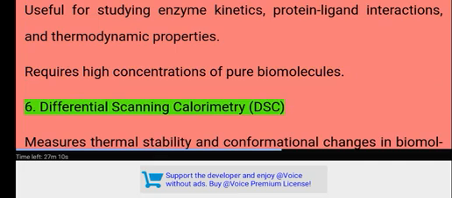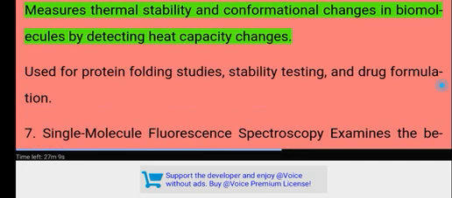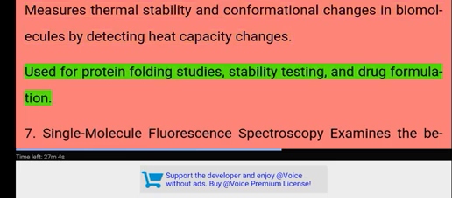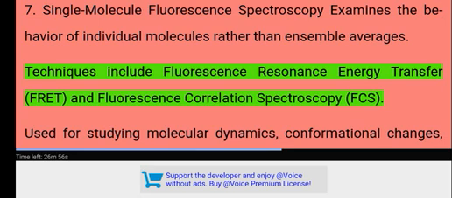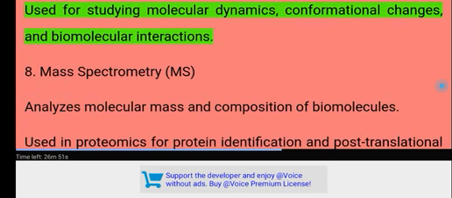6. Differential scanning calorimetry, DSC. Measures thermal stability and conformational changes in biomolecules by detecting heat capacity changes. Used for protein folding studies, stability testing, and drug formulation. 7. Single molecule fluorescence spectroscopy examines the behavior of individual molecules rather than ensemble averages. Techniques include fluorescence resonance energy transfer, FRET, and fluorescence correlation spectroscopy, FCS. Used for studying molecular dynamics, conformational changes, and biomolecular interactions.